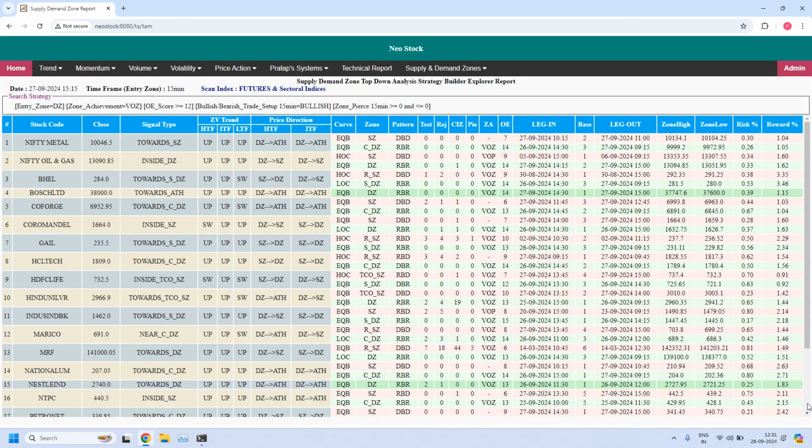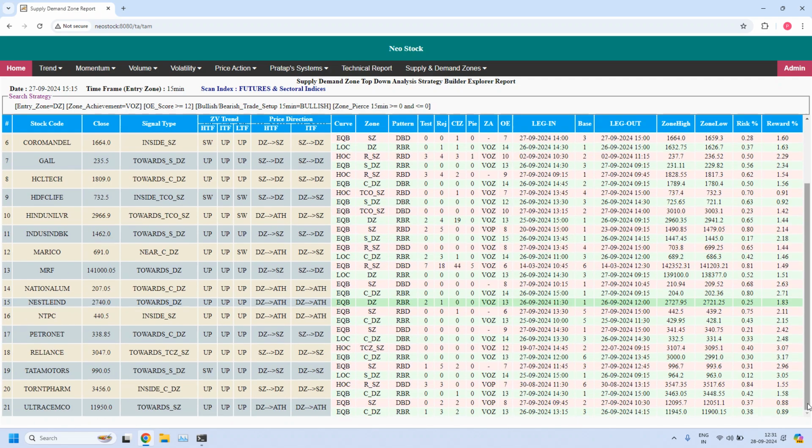I am scrolling the report. So total 21 stocks are filtered. And all these 21 stocks are currently supporting bullish trade setup for daily income trade, entry time frame 15 minutes.